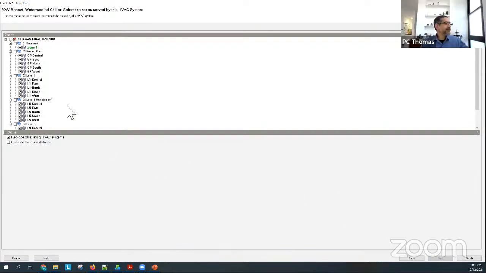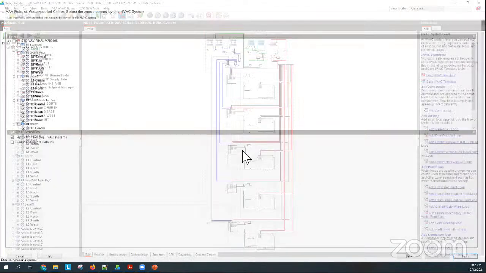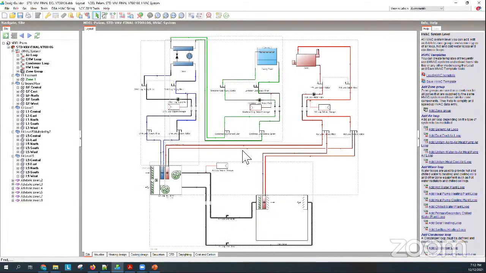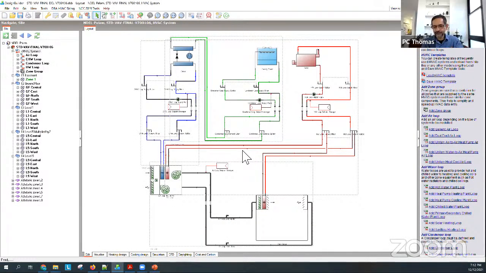And I'm going to put all the zones onto that one AHU, right? And if I say finish, it is overriding my system. And here's my template. At this point, you can simulate. It's all connected, all right? But you must go and look at all the defaults and agree whether that's correct or not.